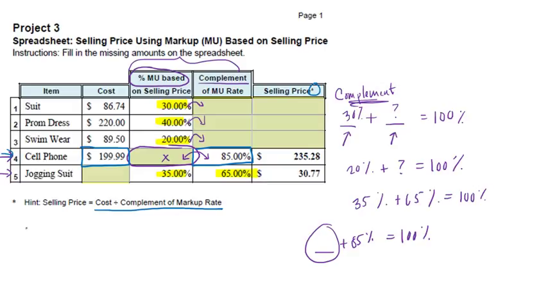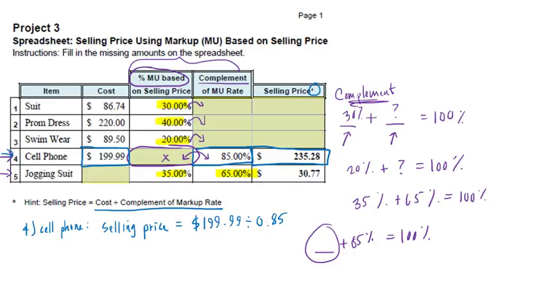So they're saying, for example, for line 4 cell phone, I could set this up and I would know that selling price is equal to my cost, which was $199.99, divided by the complement of my markup rate. And remember, it doesn't make sense to just use percentages. We have to convert to a decimal. So 0.85 would be my decimal. So if I take 199.99 divided by 0.85, I should end up with 235.29.